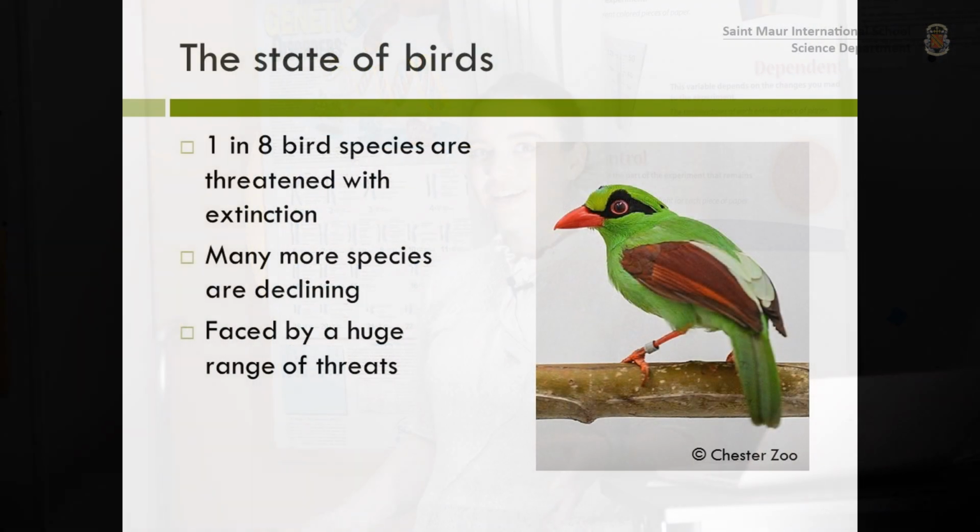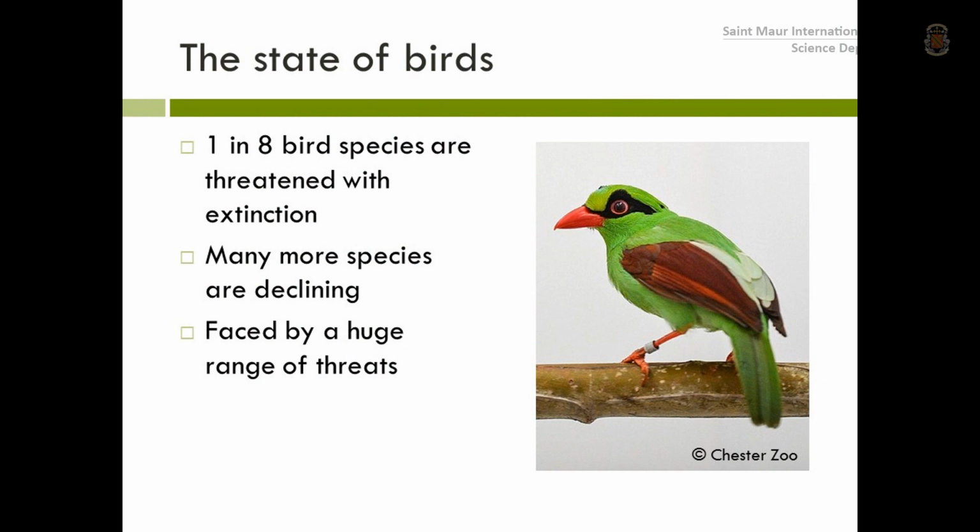So before we get on to what we actually research, I think it's quite important to look at what problem we're trying to solve. And that takes us back to the state of birds. So most people think that birds are doing pretty well. They're very common, you see them all the time. But around 1 in 8 species of birds is threatened with extinction, and a lot more of those species are declining. And they're faced by a huge range of threats. There's habitat destruction, illegal hunting, illegal pet trade, invasive species. Probably, if you can think of a threat, there's a bird species that has to deal with it right now.